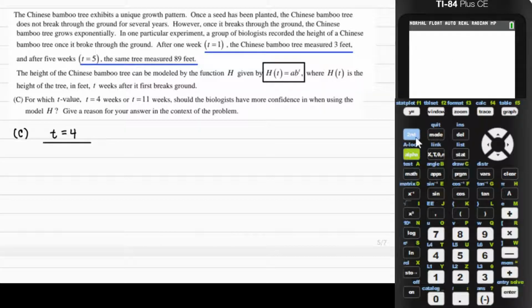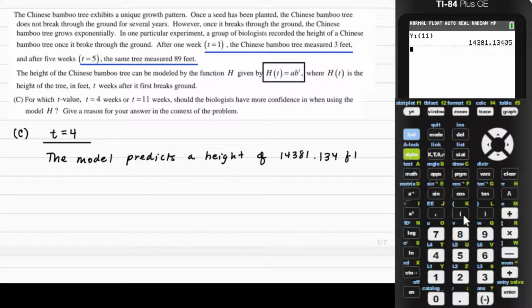I'm going to quit out and call for y1 of 11. And I'm going to see if that's some ridiculous number of feet. 14,381 feet. Yes, I like this. T equals 4. My reason in the context of the problem is that the model predicts a height of 14,381.134 feet at time t equals 11 months.